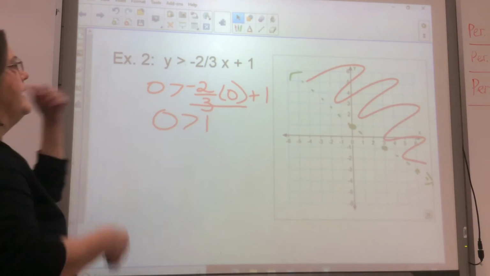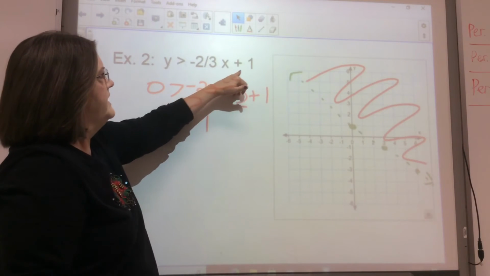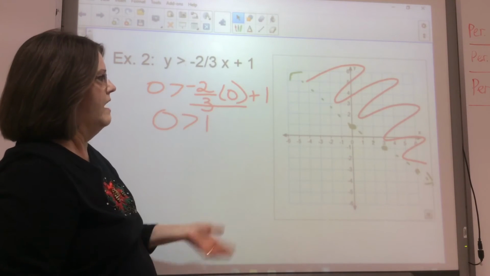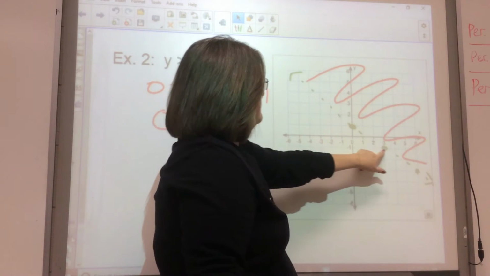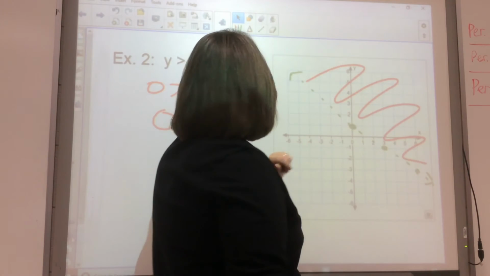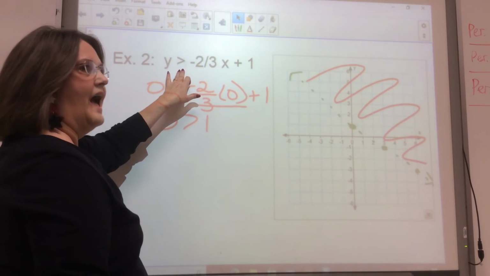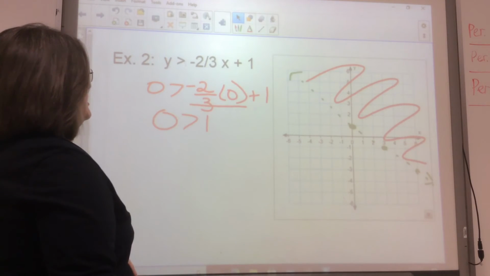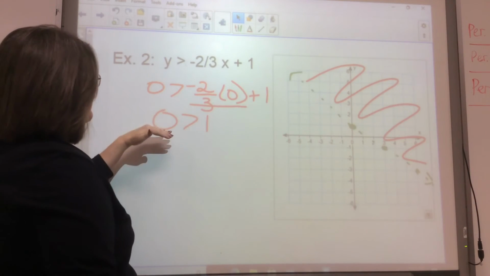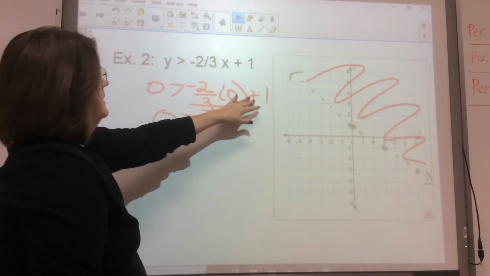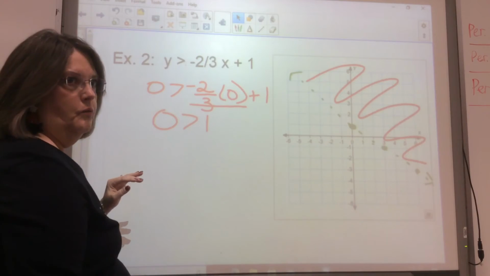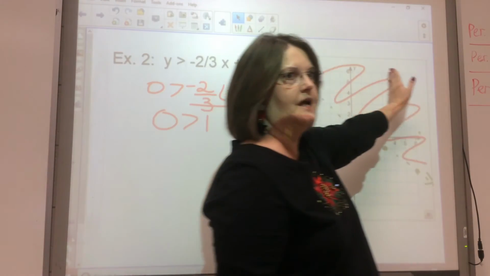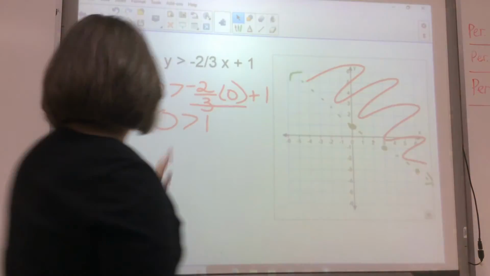Okay. y is greater than negative 2/3 x plus 1. Again, we graph the line. Start at 1, go down 2 to the right 3, down 2 to the right 3, and it is another dashed line. Then you plug your 0 in. Is 0 greater than 1? No. So you shade this side. You shade above.